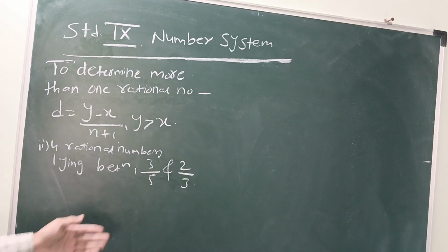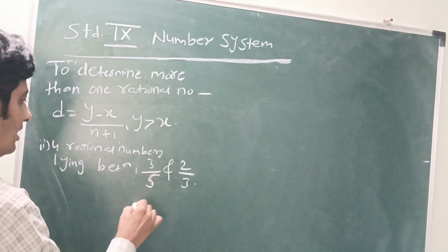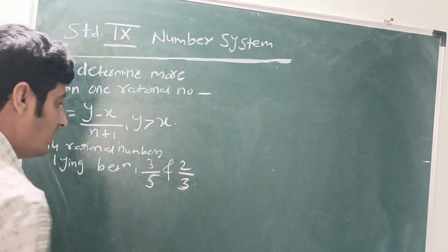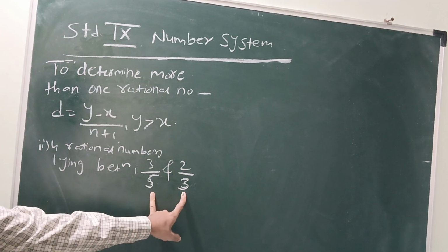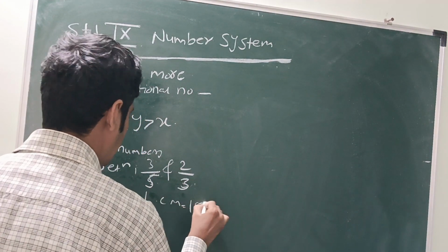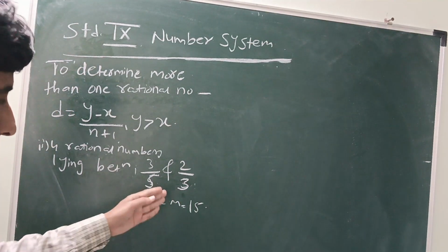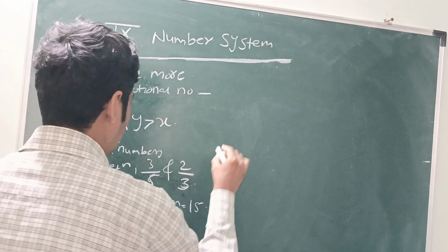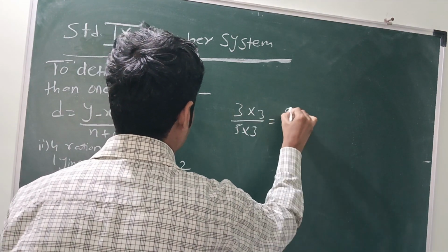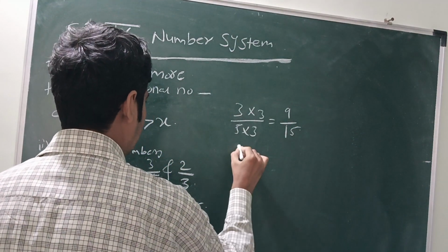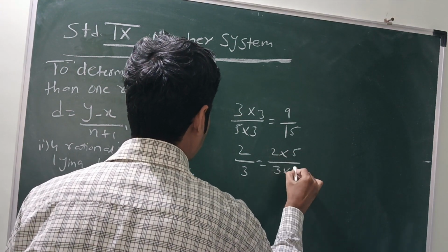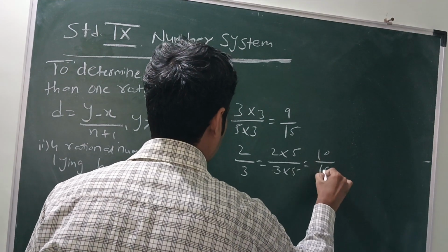Now in this case the denominator is different. 3 upon 5 and 2 upon 3. So what we can do, just we can take the LCM of both these numbers. LCM is 15. Just we have to do the rough work and solve this LCM. 3 multiplied by 5, 3 fives are 15, 3 threes are 9. So here 9 upon 15 and here 2 upon 3, which is equal to 2 multiplied by 5, 3 multiplied by 5, 10 upon 15.